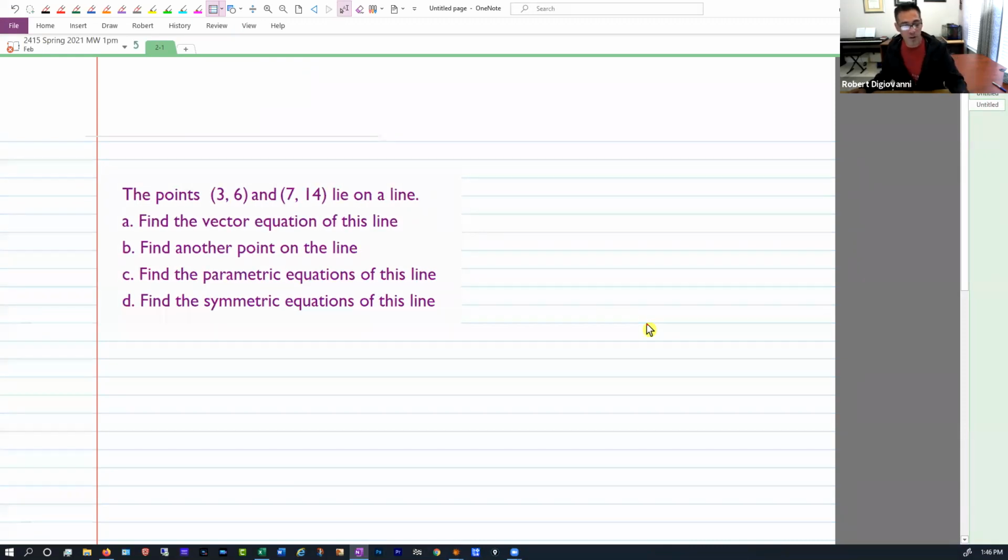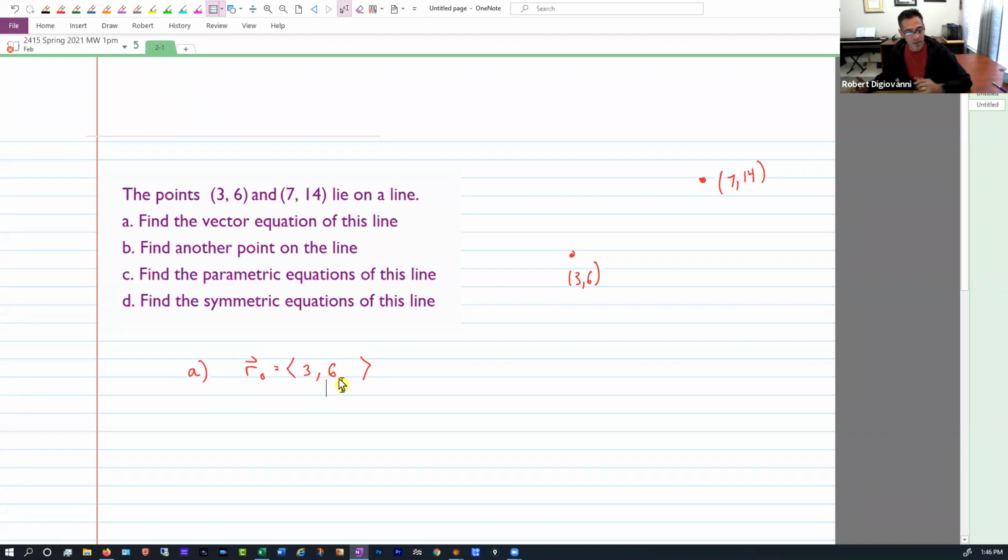So I give you 2 points on a line. I give you a point here and a point here. This one is 3, 6. This one is 7, 14. Okay, so 2 points. Now remember how we did this. The first thing we did was create a vector R0. So I'm going to do part A here. R0 is a vector that corresponds to one of the 2 points we're given. I get to pick whichever point I want. I'm going to pick the point 3, 6 and create a vector.